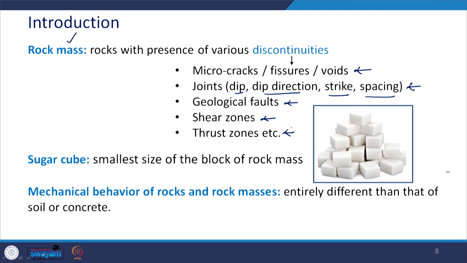So here I have added a very interesting picture of sugar cubes. These are the smallest size of block of rock mass. We see this on a day-to-day basis, but we never realize what it can be. So that's the simplest example of a rock mass, that is a sugar cube.